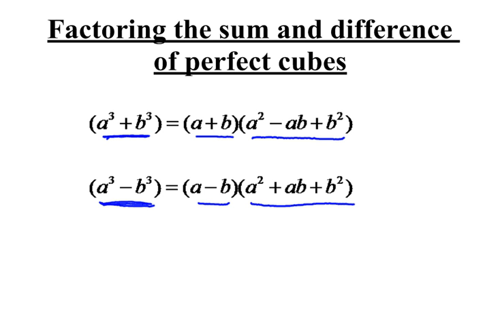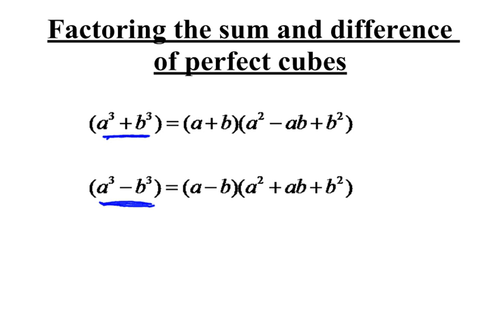You should notice there are several similarities. Where the letters are placed in the formula are exactly the same: a, b, a squared, ab, b squared. It's the exact same thing on the bottom: a, b, a squared, ab, b squared. What's going to be different is where your addition and subtraction signs are.